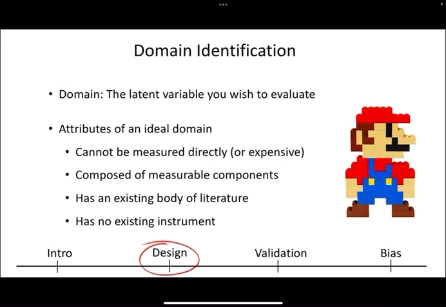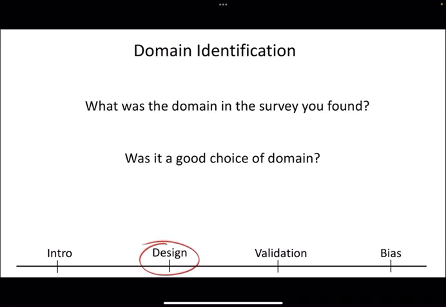But a good domain can't be directly measured, because if it can, then it doesn't need an instrument or a scale to measure it. It's got to be composed of measurable components that have literature to back it up, and there shouldn't be an existing instrument, because if there is, you might as well not create a new one. And that's something from the presentation.